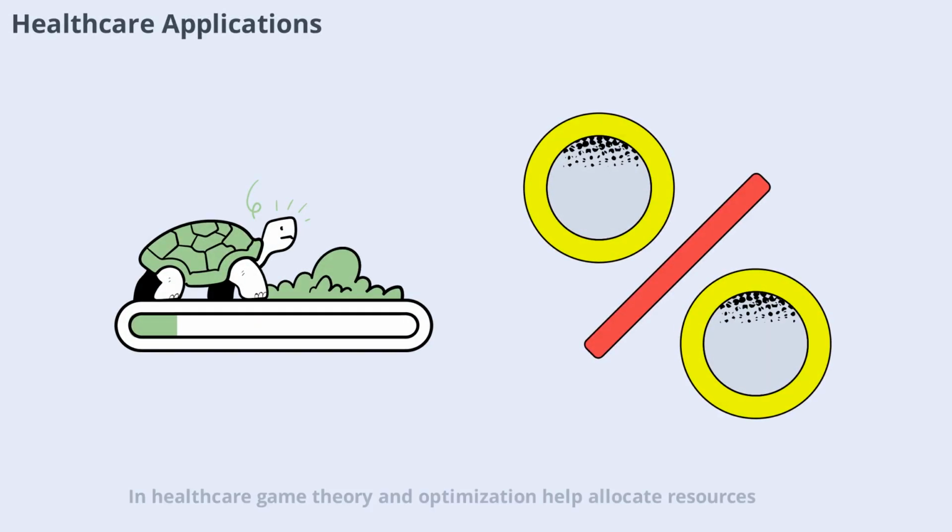In healthcare, game theory and optimization help allocate resources, design insurance plans, and manage public health interventions. By modeling patient and provider behavior, economists can improve outcomes and reduce costs. These tools are essential for making healthcare systems more efficient and effective.